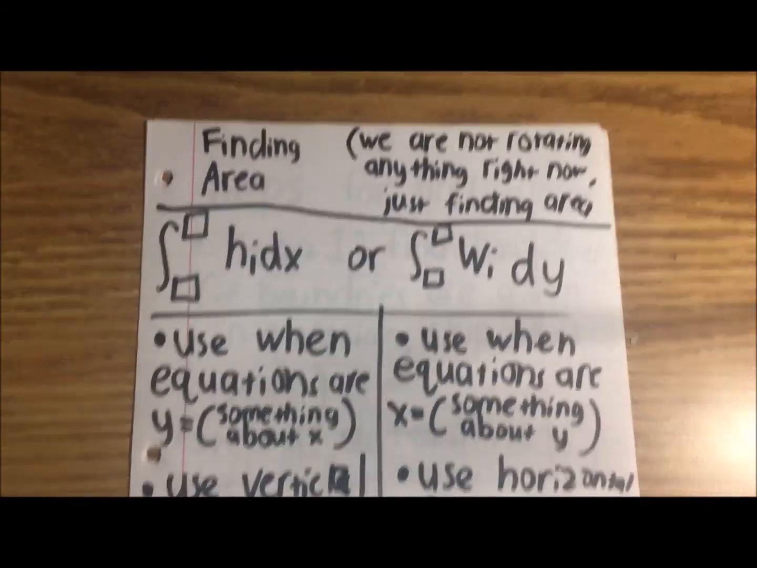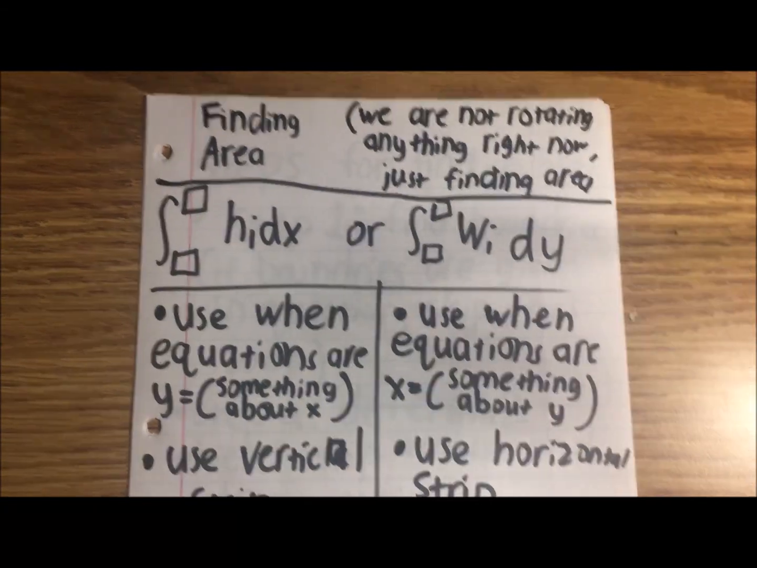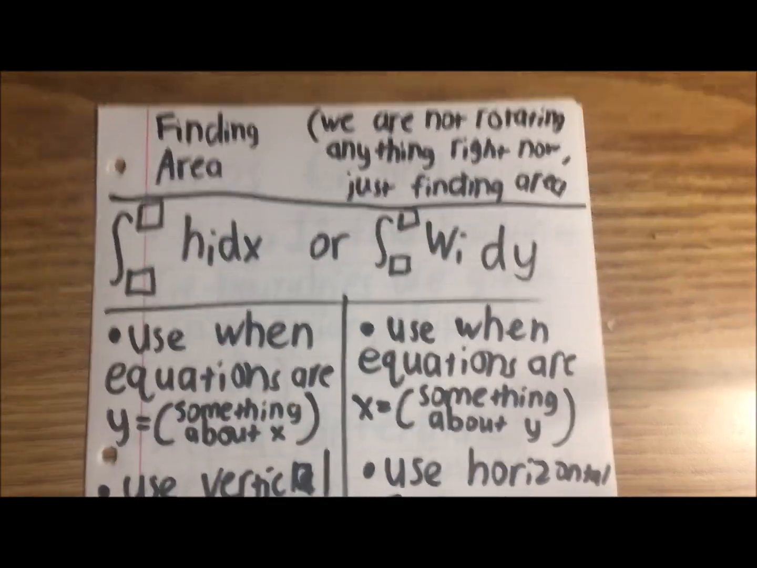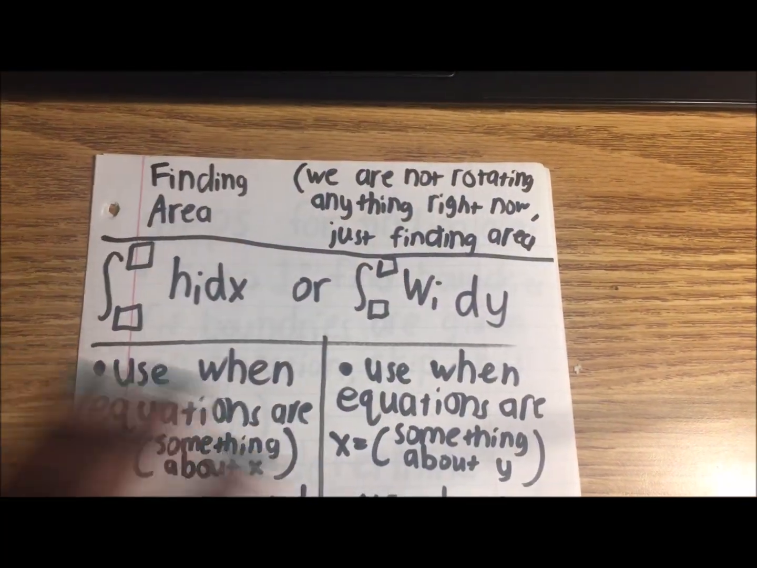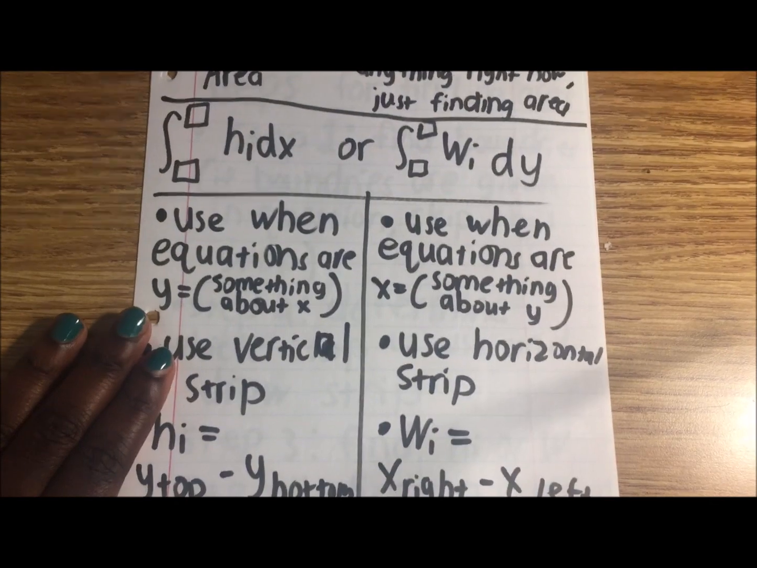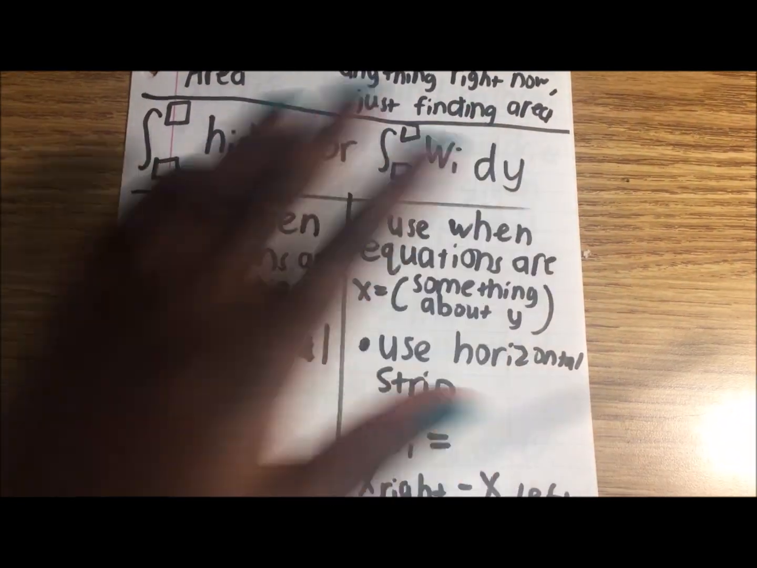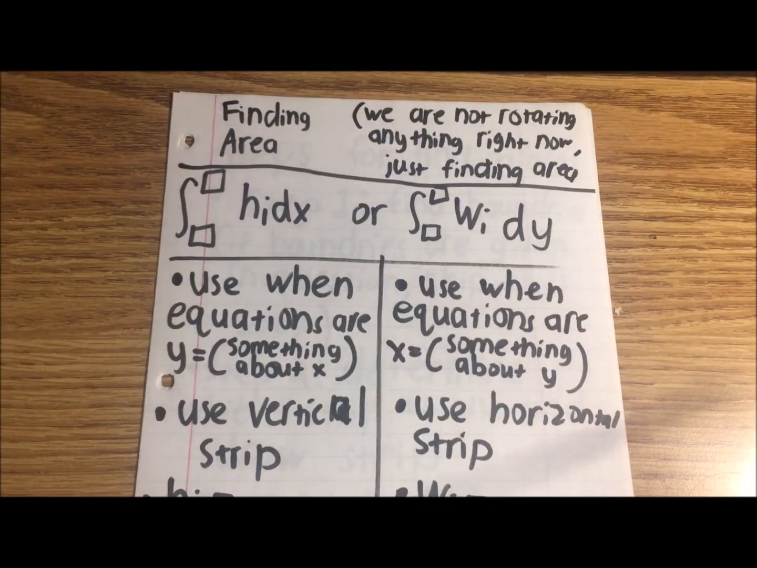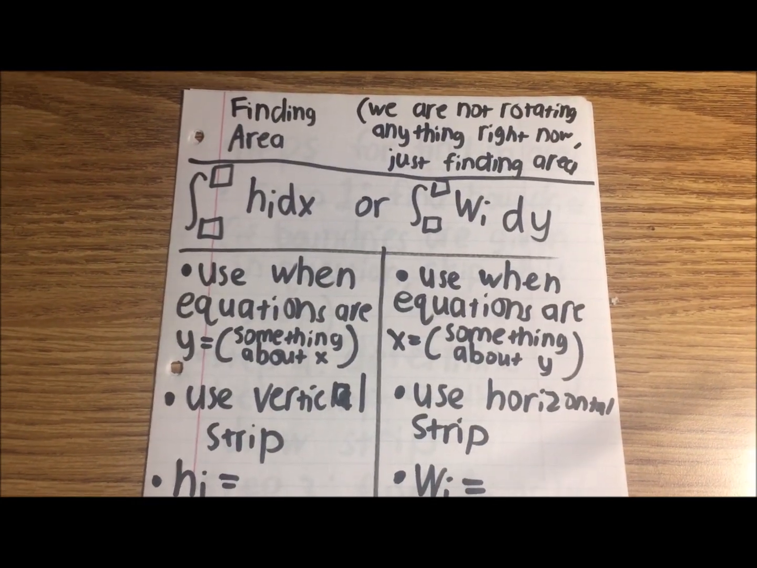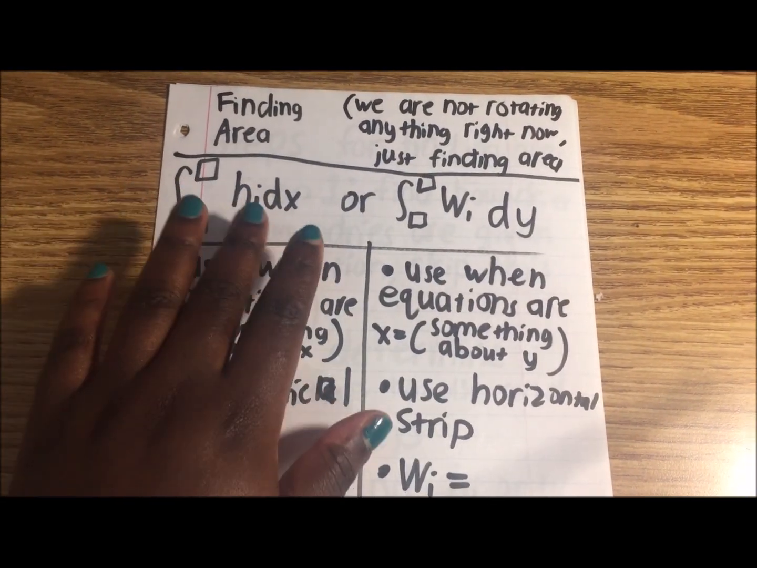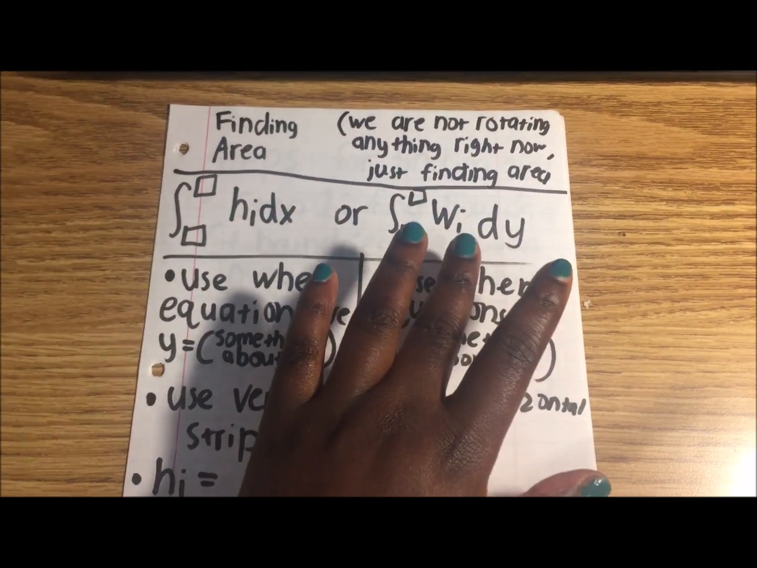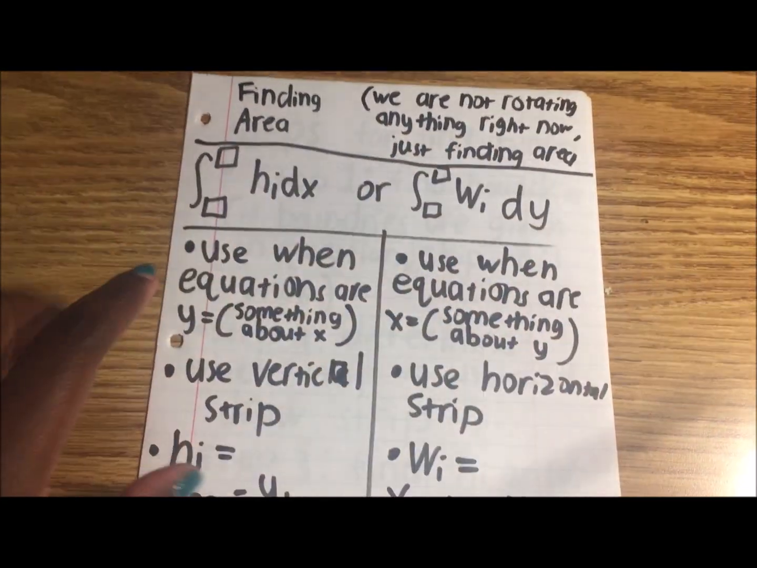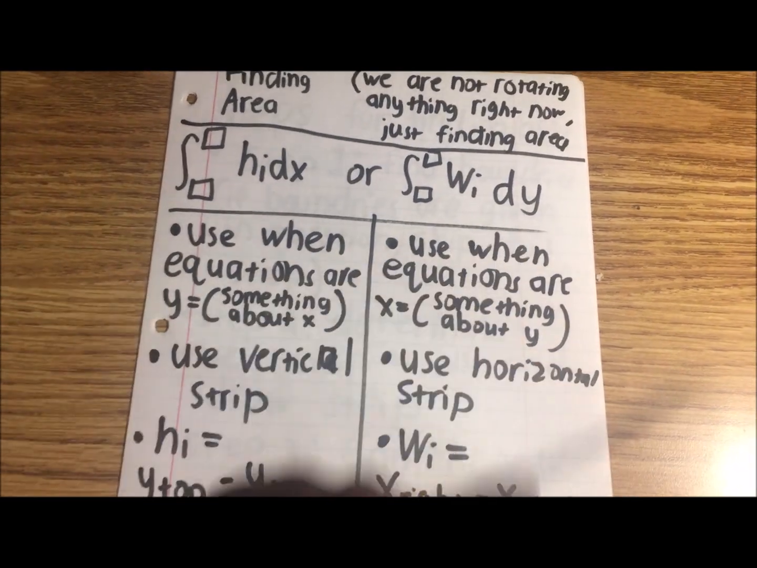Okay, so this is a tutorial on finding the area between two curves or two equations. We're not rotating anything right now, we're just finding area. So basically there are these two equations, formulas for finding the area. There are different scenarios where you should use HIDX and different scenarios where you should use WIDY, and I wrote those scenarios below each one.